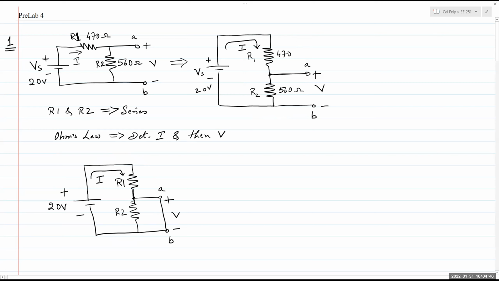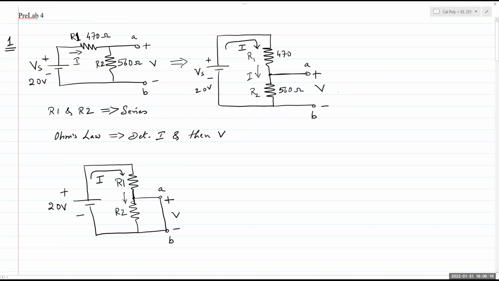Once you find I, the same I is going through R1 and it's also going through R2. You apply Ohm's law again and you calculate the voltage across that resistor, R2. All right, 2-step answer. So R1 and R2 are in series. You apply Ohm's law, you determine the current I and then the voltage V.